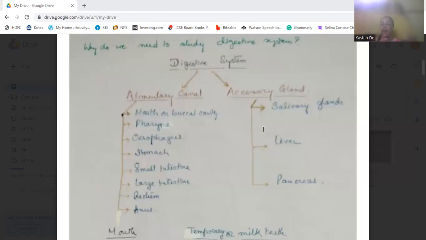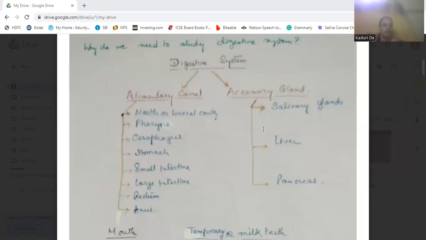Now the mouth has the tongue and the teeth. There are different types of teeth. Four types of teeth are present in a human adult. A human adult has 32 teeth, and a small child has 20 teeth.